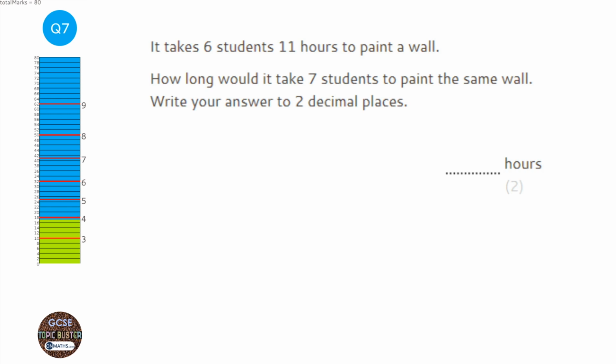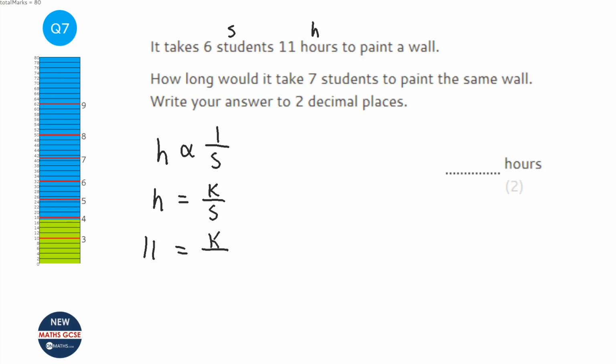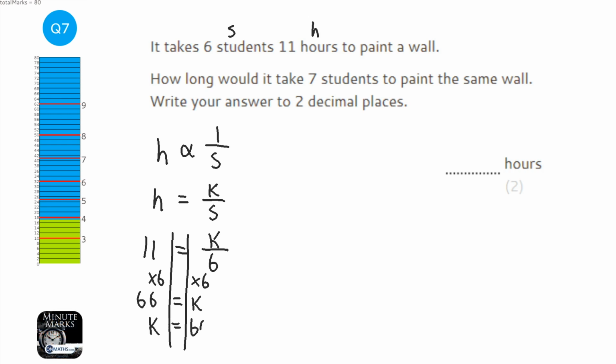So let's label the two things. We can have hours and students. Now, H is inversely proportional to the amount of students you have. So H equals K, which is our constant, over S. The hours is 11, and the number of students is 6 in our example. So I'm going to put the lines in and times both sides by 6. So it's 66 equals K, or K equals 66.